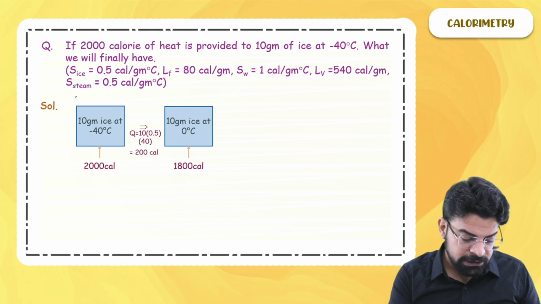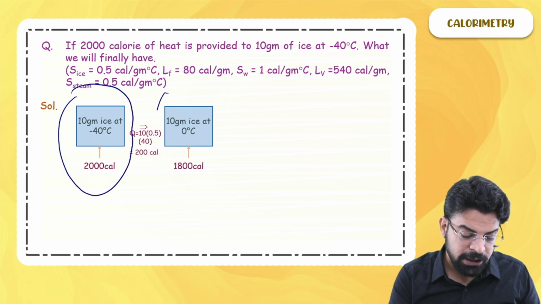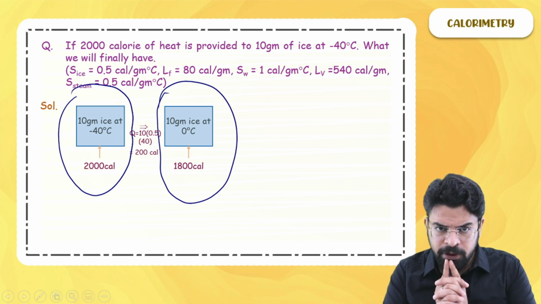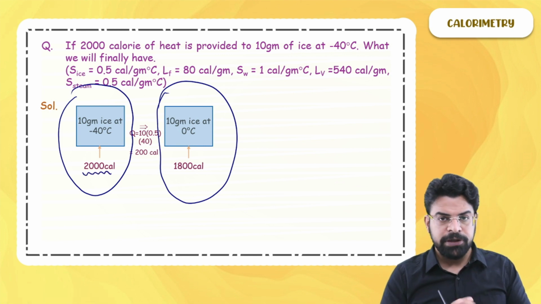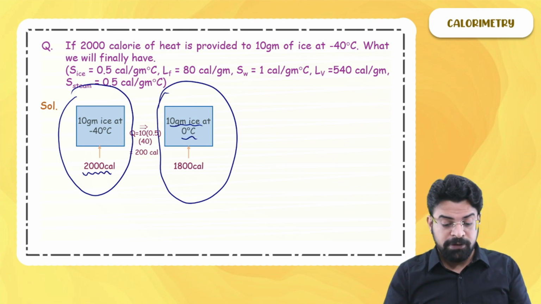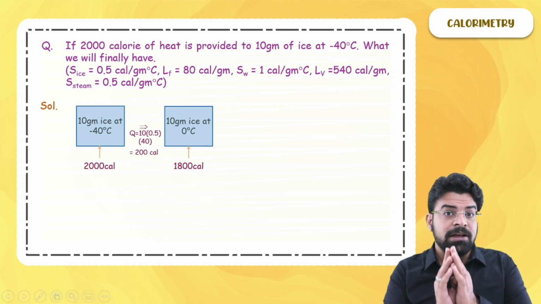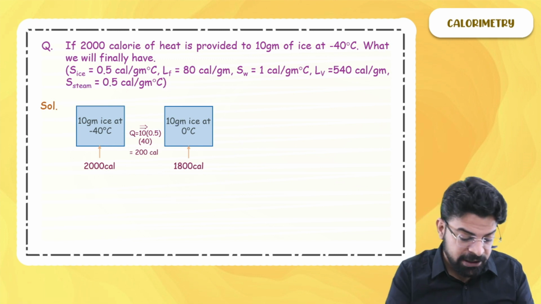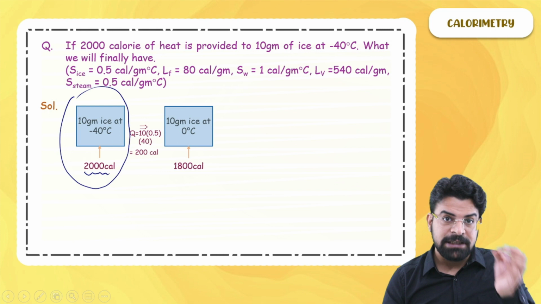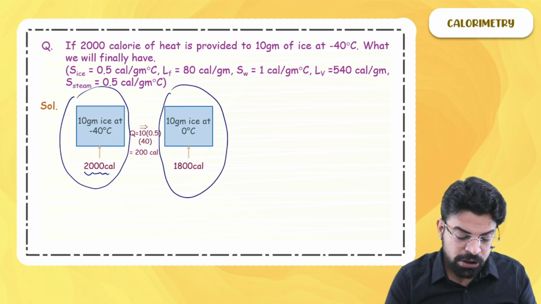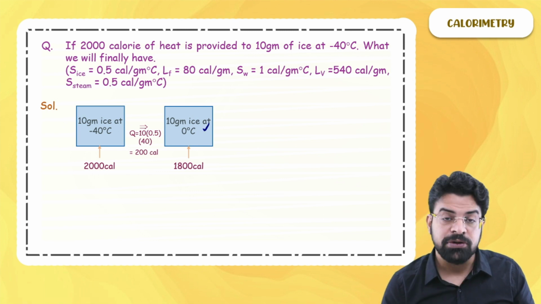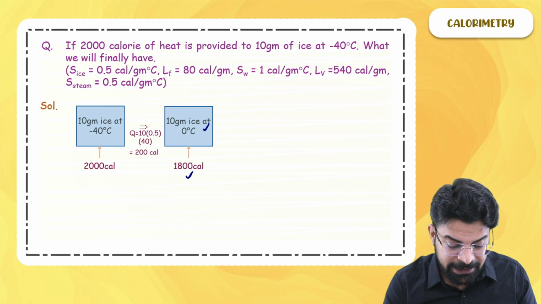I want you to focus here. These two states are thermodynamically identical. Having 10 gram of ice at -40, to which you are going to provide 2000 calorie, is as good as having 10 gram of ice at 0, to which you are going to provide 1800 calorie. Both of them are thermodynamically identical states. Now you have 10 gram of ice at 0, to which you are going to provide 1800 calorie.